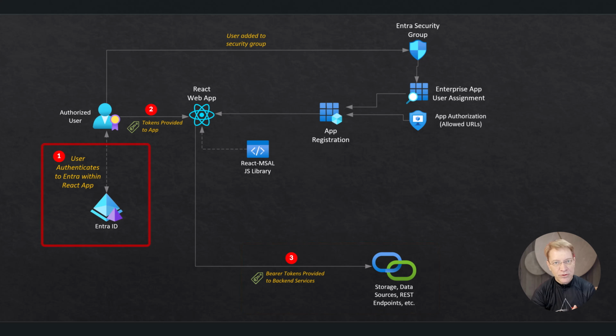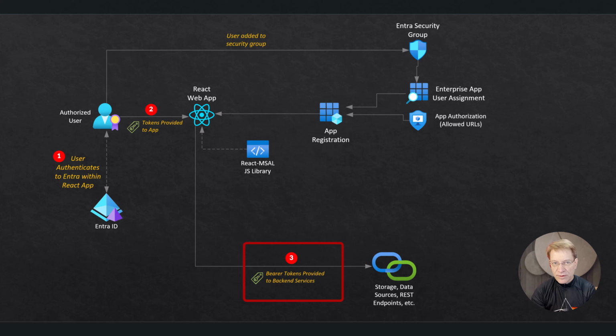So the user story is the user goes to the app, they press some login button, probably a Microsoft login pop-up comes up that asks them to authenticate with Entra. And then at that point, the application has some tokens that it can use to provide to backend resources to authenticate that user and authorize the user as they're accessing those resources.